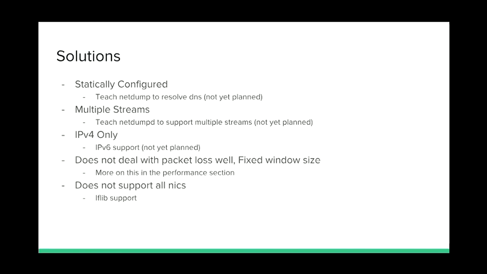So solutions for these problems. Teach netdump to resolve DNS. That already happened, apparently. Multiple streams, teach netdump to support multiple streams. Either decide that everybody should slow down or that you should just take one in order, but just some way of dealing with that. It's IPv4 only. I'm not going to do this. I'm not going to put IPv6. You guys can do that though. It doesn't deal with packet loss well in the fixed window size. So that's the performance section. And doesn't support all NICs. Well, iflib support would help, and it did.